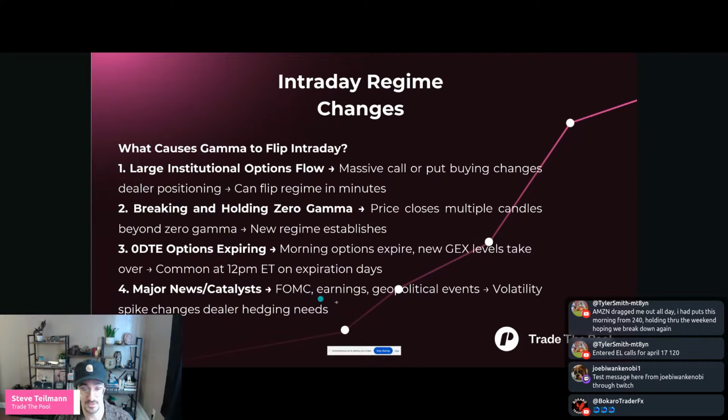So obviously FOMC, we talked about that. Obviously earnings as well. You have a company, everybody's anticipating and speculating, then boom, you have new data. So the market has to digest that, and that leads to these rapid changes. Same situation with geopolitical events.